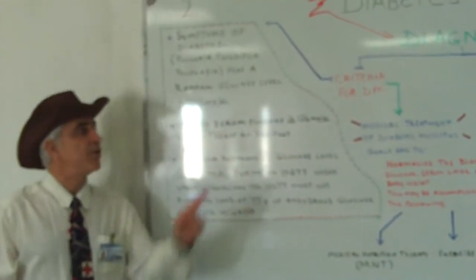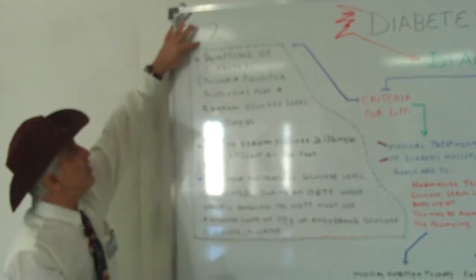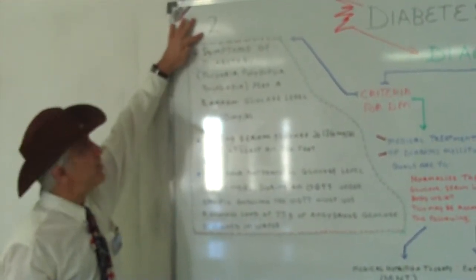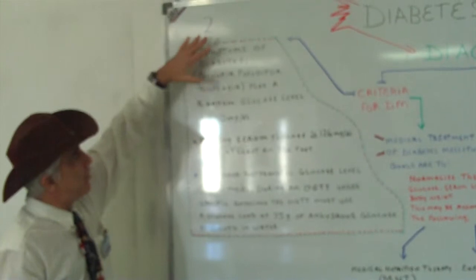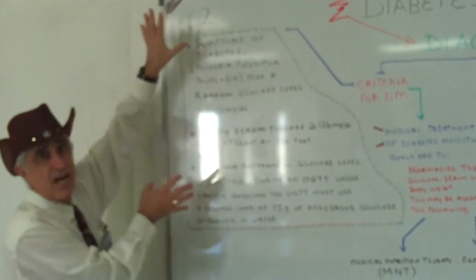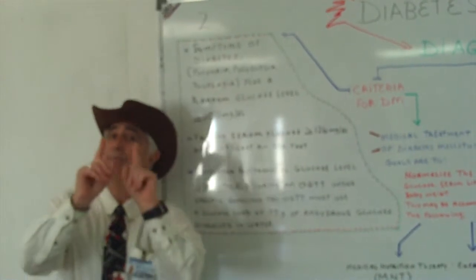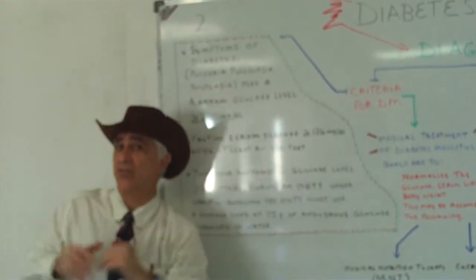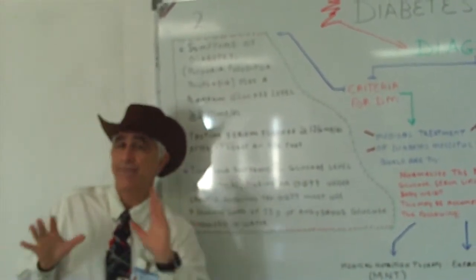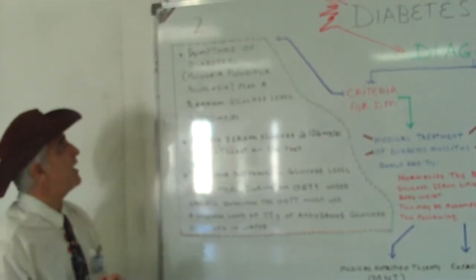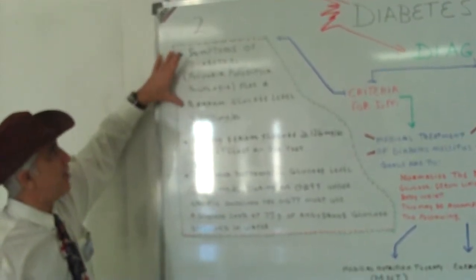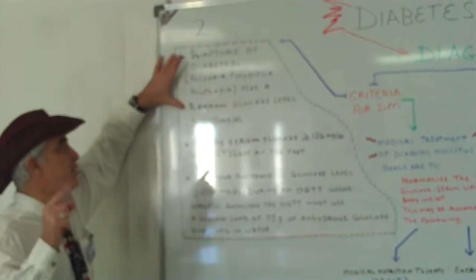First, you see the number 2 here. That's because any of these tests that we're going to talk about has to be done on 2 separate occasions. It can't be a one-shot deal and you diagnose a person with diabetes.